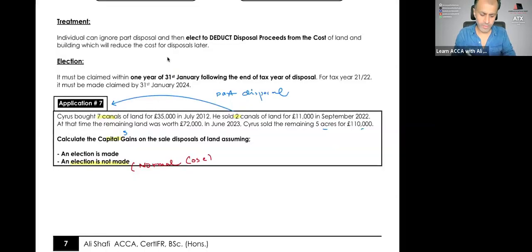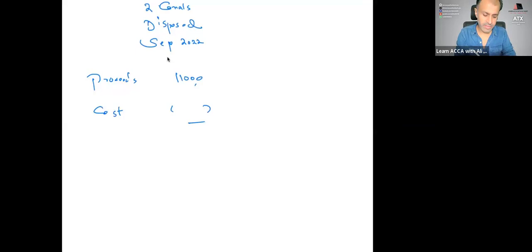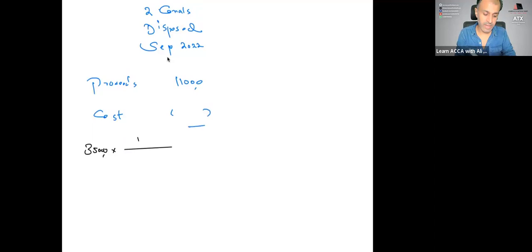The total cost of the 7 canals of the land is given as 35,000. And A equals the market value of the part being disposed, divided by the market value of the part being disposed plus the market value of the remainder portion. So the market value of the part being disposed is 11,000, because that will be the same as the balance of proceeds. If on the day you sell 2 canals for 11,000, that will be considered the market value of 2 canals.